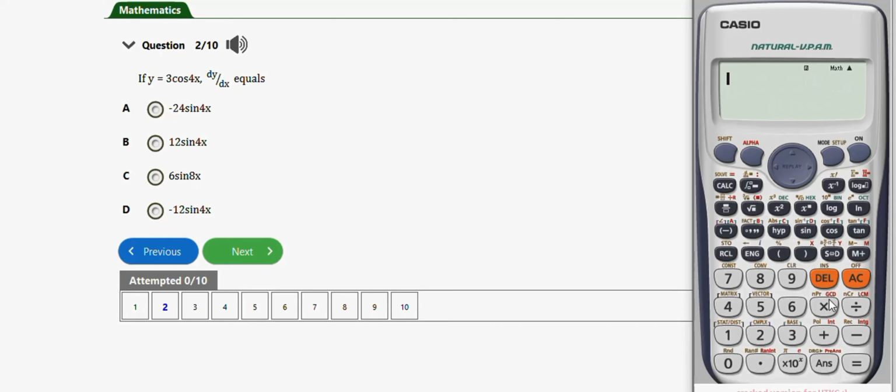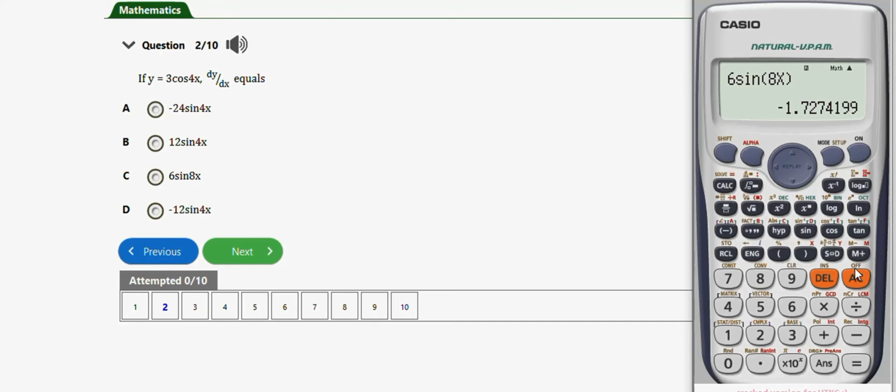Okay, so let's begin with option A. So we have minus 24 sine 4x. This is interesting, guys. What's it equal to? No, we got minus 11.87. So let's check option C. Sine 8x. Close the bracket, balance it. Okay, so we have minus 1.72.